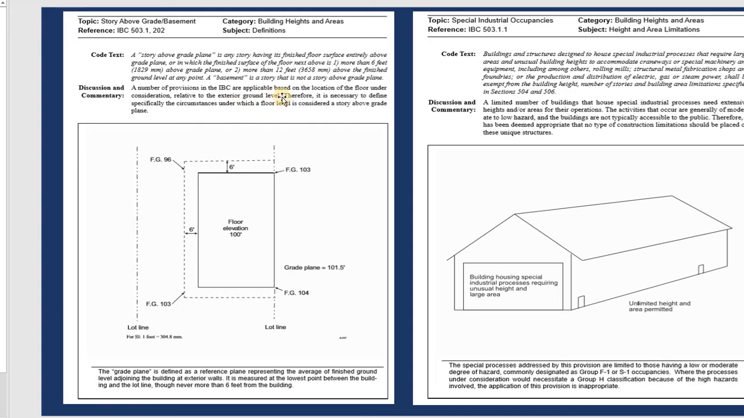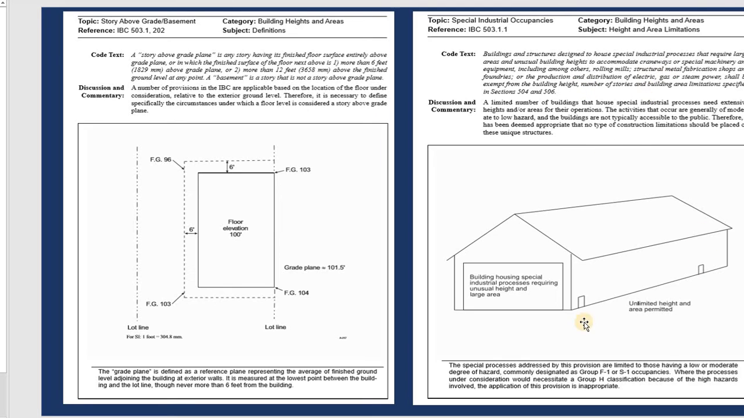In the IBC, they base it on the location of the floor under consideration relative to the external ground level. For example, you have this is external, and after that you have this is external, and this is the building. So they take the clay plane between them and they have a value in there. Therefore, it's necessary to define the circumstance under the foot level so you can consider the story above the clay plane. So that's why they consider it during construction.